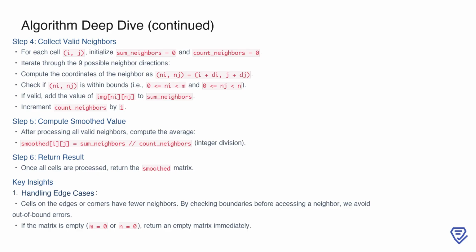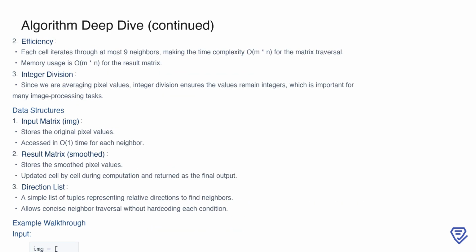Key insights include handling edge cases like cells on the edges or corners, which have fewer neighbors, and ensuring that we return an empty matrix immediately if the input matrix is empty. This algorithm is efficient because for each cell, we iterate through at most 9 neighbors, resulting in a time complexity of O(m*n), where m and n are the dimensions of the matrix. The memory usage is also O(m*n) to store the smoothed matrix.